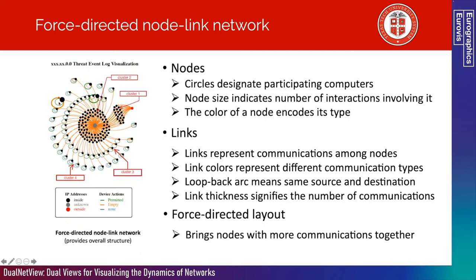Nodes are the circles designating participating computers in this case. Node size indicates the number of interactions involved within it. The colors of the nodes indicate their type, such as inside, unknown, or outside for this case. On the other hand, links represent communication among nodes. Link colors represent the communication type, like permitted, MBL, or none in this case. The loopback link means the source and the target are the same.